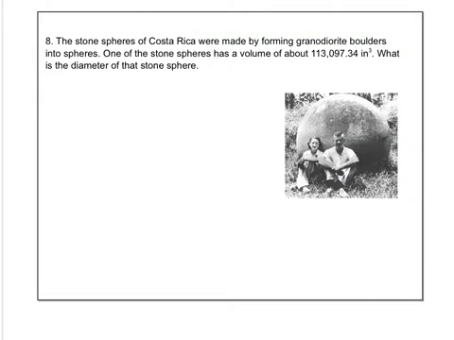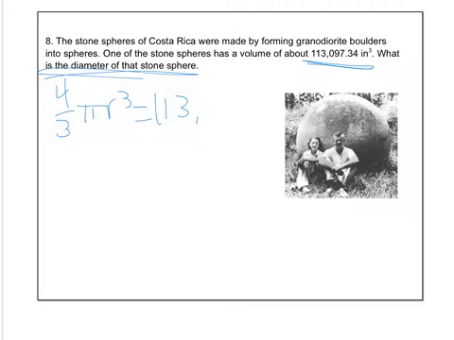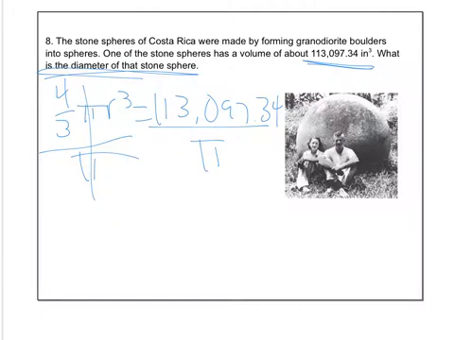So the stone spheres of Costa Rica were made by forming, I don't know how to pronounce the word, boulders into spheres. One of the stone spheres has a volume of approximately that. What is the diameter of that stone sphere? So you got to start in one place and kind of work backwards. So you got 4/3 pi r cubed equals 113,097.34. So let's start with this. If I divide by pi, let's start with that.